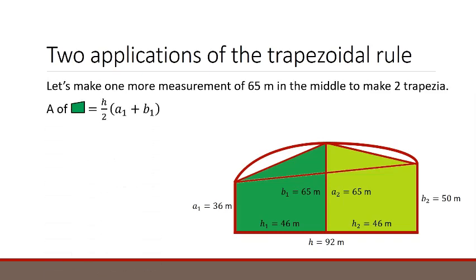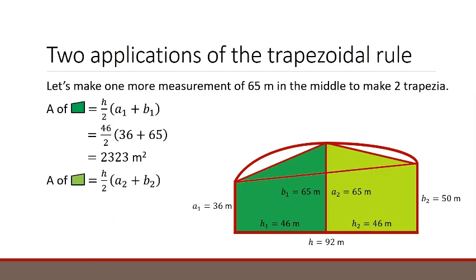So the area of a trapezium is h onto brackets A1 plus B1 for the first trapezium. Substituting, now you'll notice that the height this time is half 92. Half 92 is 46. So both trapezia have a height of 46. So we put that into the formula. It's 46 on 2 times brackets 36 plus 65, which gives 2,323 metres squared.